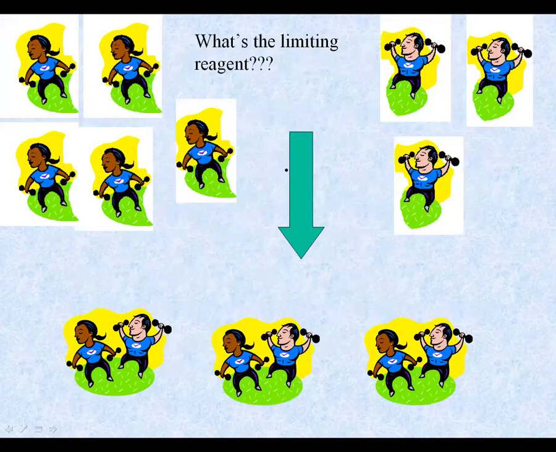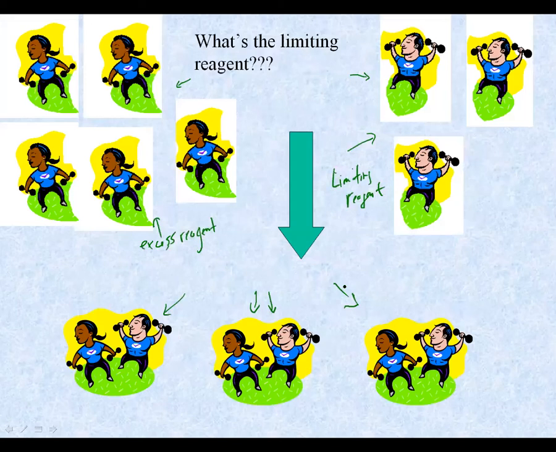So here's just a simple example. We have female workout people and male workout people, and if we're going to put them together as workout buddies, we need one of each. We can see that we only have 3 guys here, so our guys in this case would be our limiting reagent. Our ladies over here will be our excess reagent because we've got plenty of them.